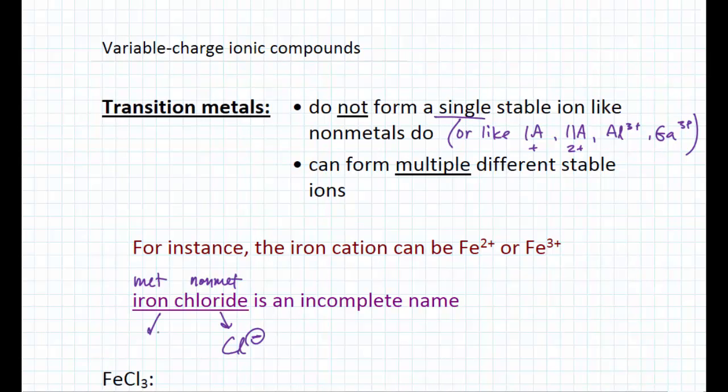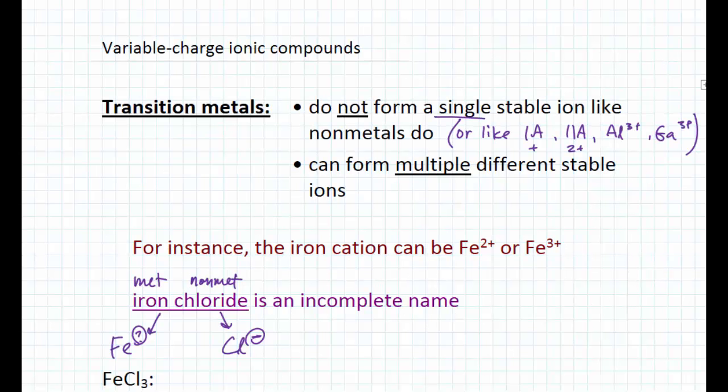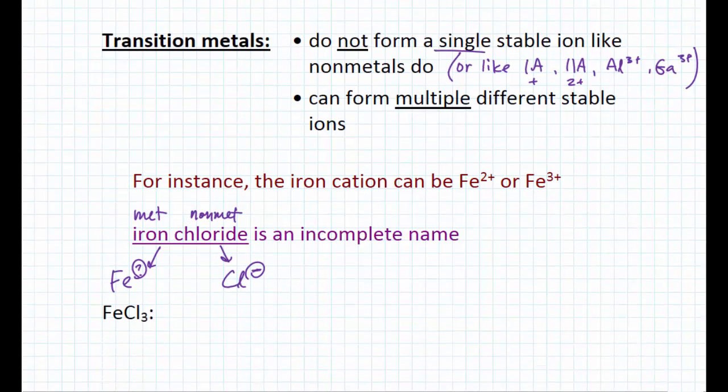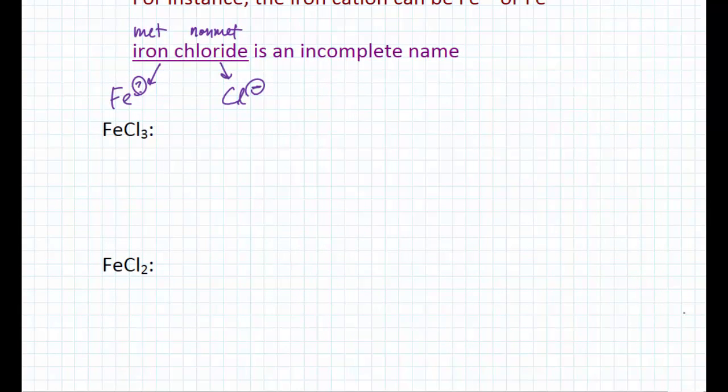Okay? But iron, we don't know what its charge is. Okay? Straight from the periodic table, it's right in here. We're not going to count all the way back to a noble gas. Okay? In a lot of cases, that would be 8 or something like that. 26 minus 18. Okay? That's too many. So just saying iron chloride isn't enough. So let's go the other way. Let's look at formulas for 2 different known compounds that iron can make with chlorine.